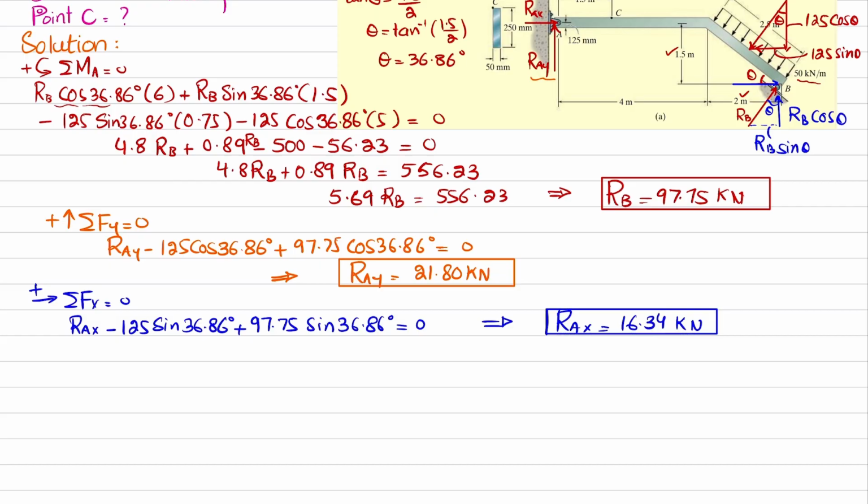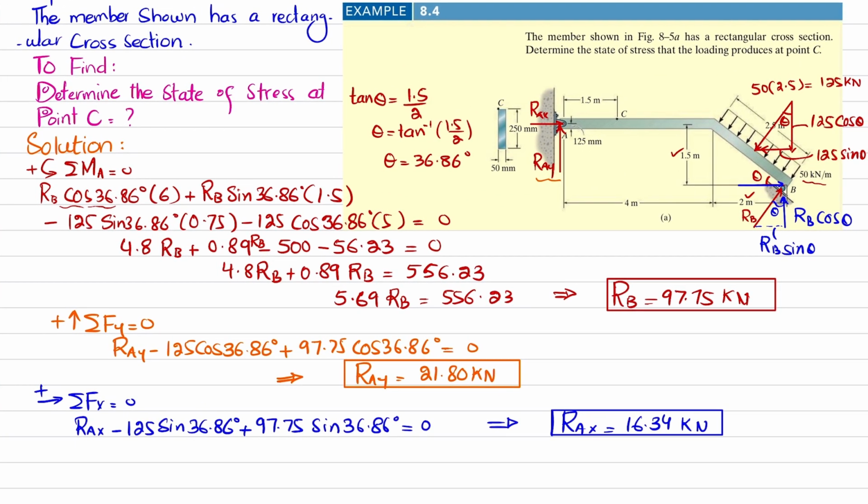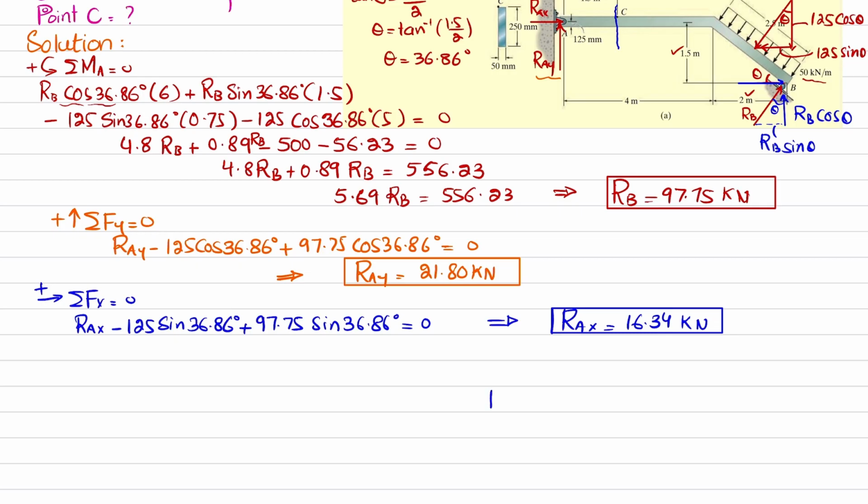Now you have all the reaction forces. Since we are interested to find out the stress at point C, you will cut the beam at point C and draw the free body diagram. When you cut it at point C and draw the free body diagram, this is your point A where you have RAX, that is 16.34 kilonewton, and RAY, that is 21.80 kilonewton. This is point C. The distance from A to C is given as 1.5 meter. You can see over here, clear.